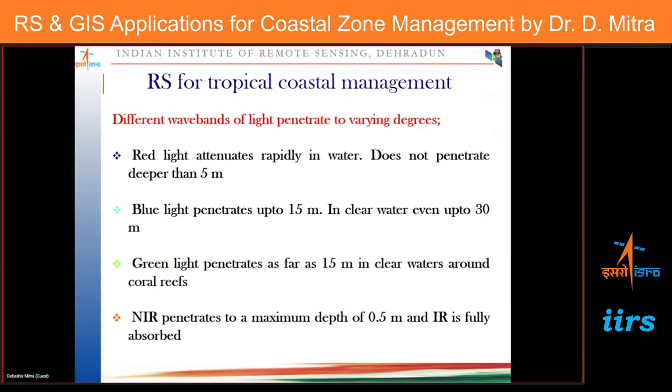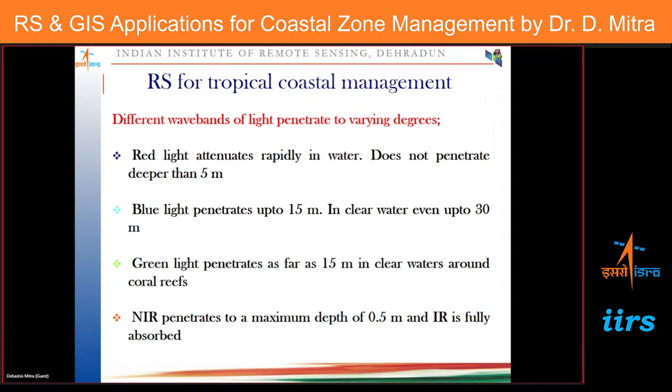Green light penetrates as far as 15 meters in the clear water around coral reefs. Whenever corals are there, the water is very clear, because in turbid water, coral cannot survive. In the Andaman Nicobar, in the Lakshadweep, and a few areas in the Gulf of Kutch, you can see water is crystal clear, like a mirror. In these places, the green light can go up to 15 meters. So green has good capability, 15 meters. The blue has up to 30 meters.